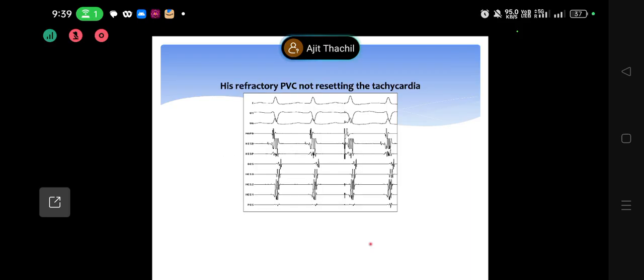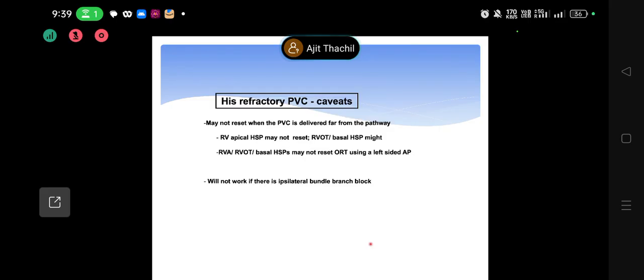Not all PVCs may be able to capture the accessory pathway. So if it doesn't reset, it means nothing. If it is far from the pathway, for example, an apical PVC may not reset. So don't put a PVC from the apex, you're going far from the pathway. And one other small thing, if there is a bundle branch block, it may not work.